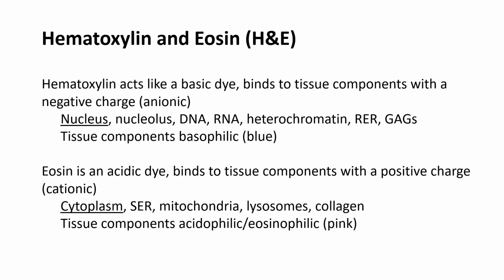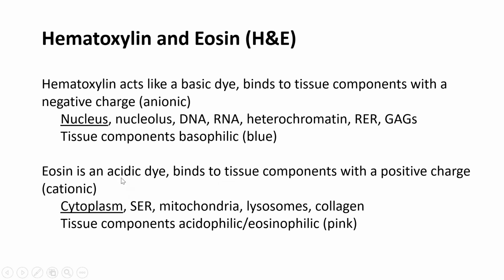So a quick overview of hematoxylin and eosin, or H&E, as you all know. Hematoxylin acts like a basic dye, and so it's going to bind to tissue components that have a negative charge, and therefore those tissue components are said to be basophilic. They're going to stain blue. Some of the things that we're going to be looking at today are the nuclear staining, and glycosaminoglycans, which are generally repeating disaccharides, and they are typically sulfated, and that sulfation is going to lend itself to the basophilia.